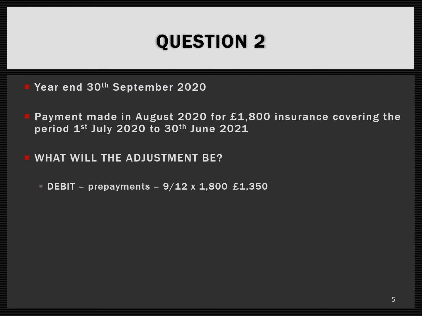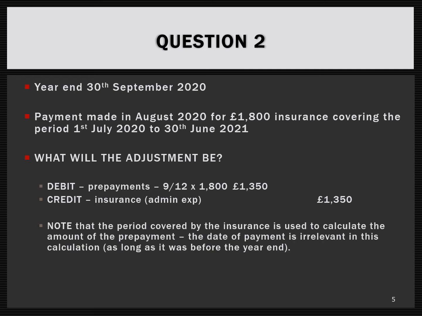So in this case, we need to make an adjustment for the part of the expense that relates to the benefits that are going to be used up next year. That's why it's treated as an asset at the balance sheet date. So the period from the 1st of October 2020 to the 30th of June 2021 is the amount of the prepayment. That's 9/12 of the £1,800, which is 1,350. That will be debited to prepayments, and it will reduce admin expenses by 1,350 in profit and loss.